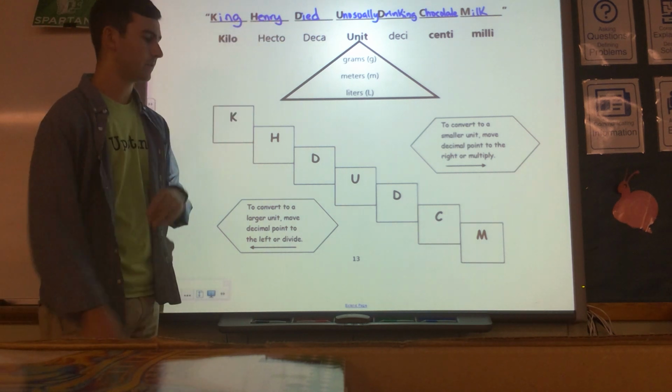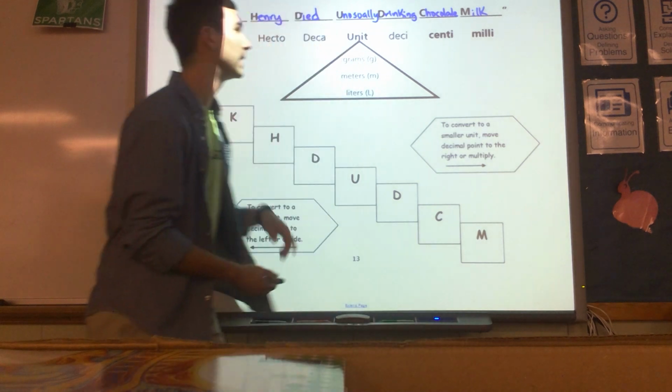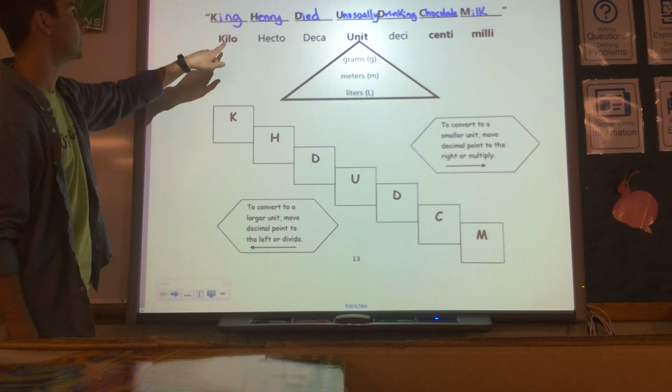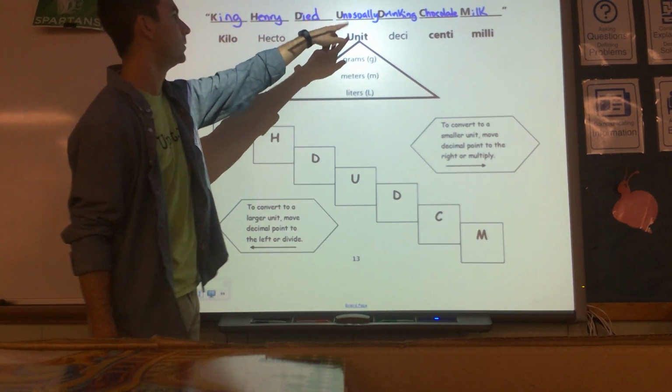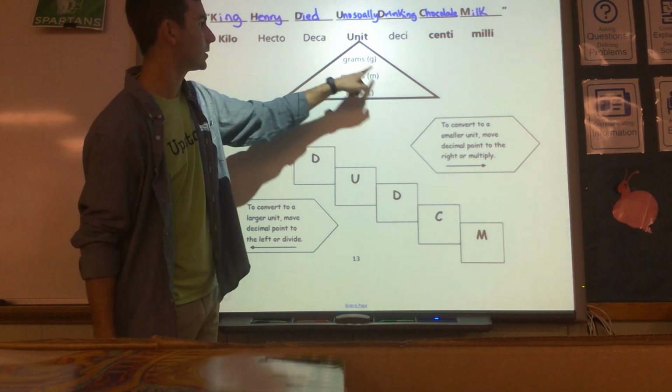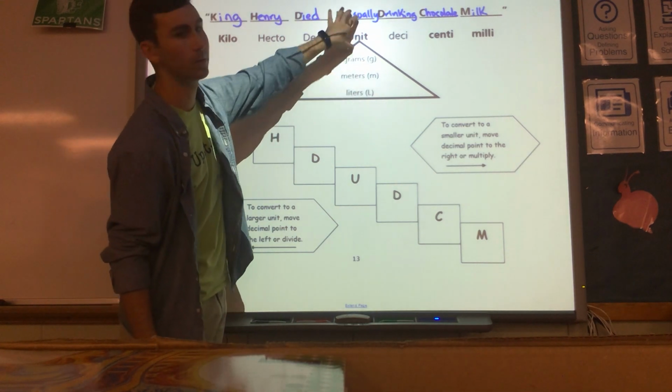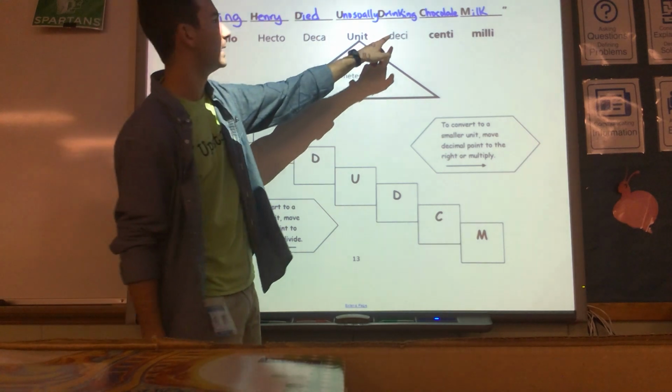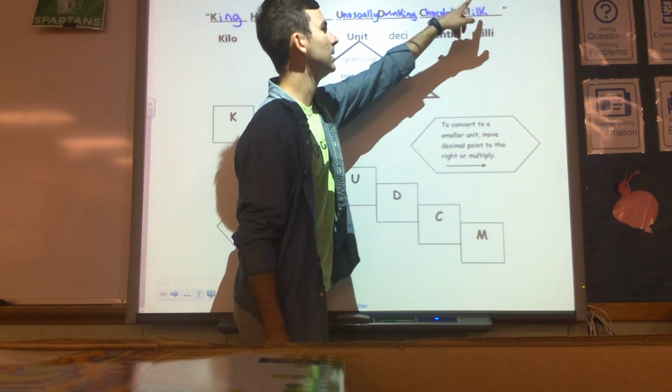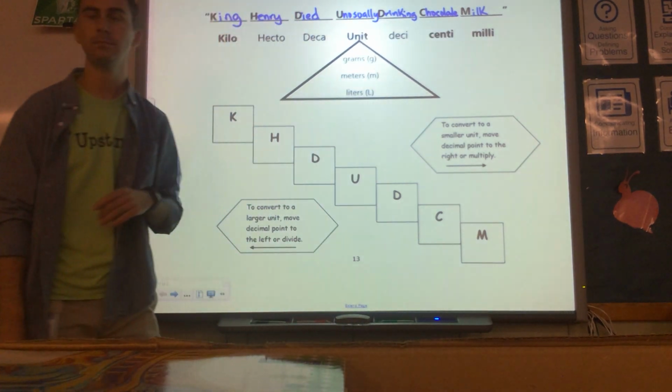And these are going to allow us to remember our prefixes. So if we could remember King Henry, then hopefully you can associate with kilo and hecto. Died unusually, deca, our regular base units, grams, meters, liters, all fall underneath the unusually umbrella. And then drinking, deci, chocolate, centi, milk, milli.